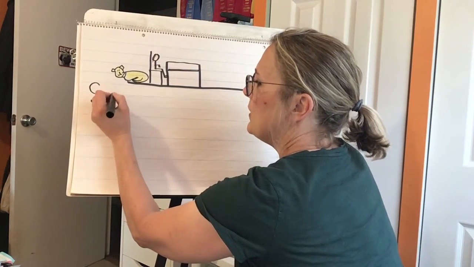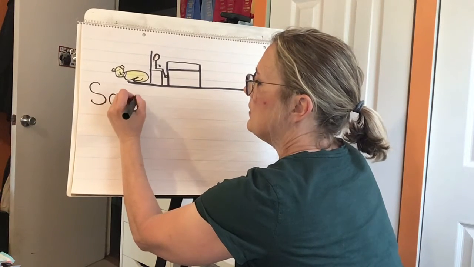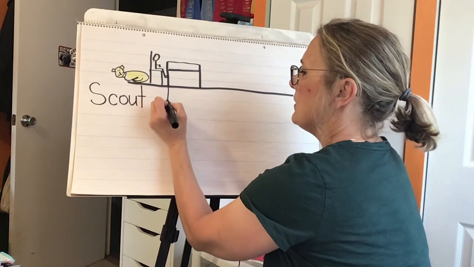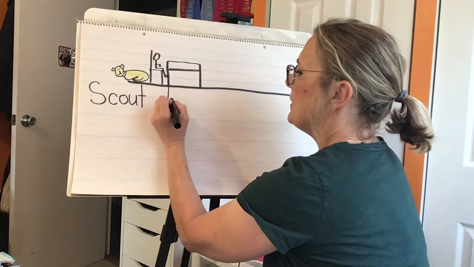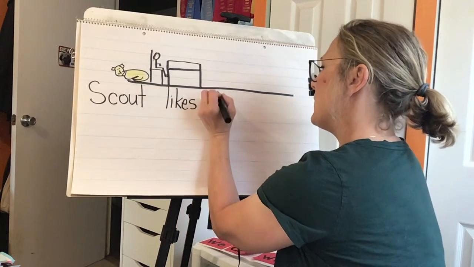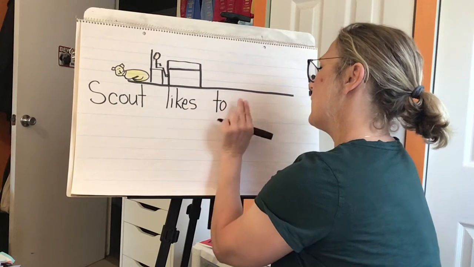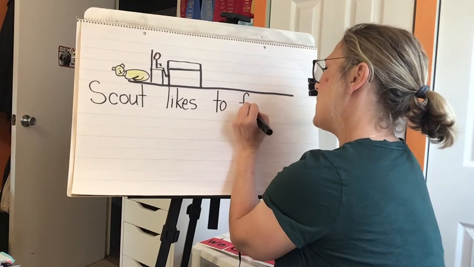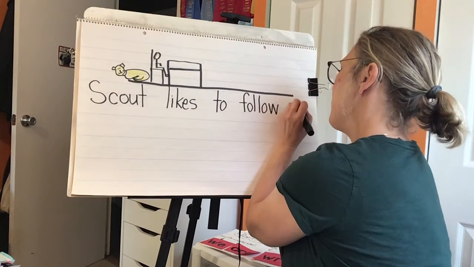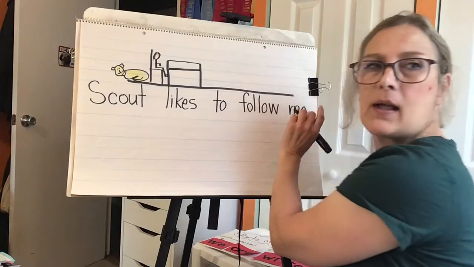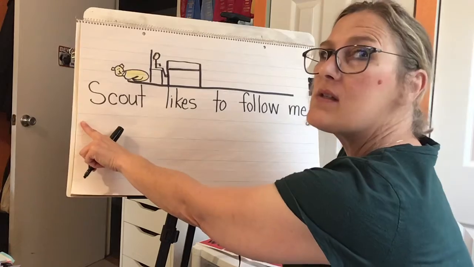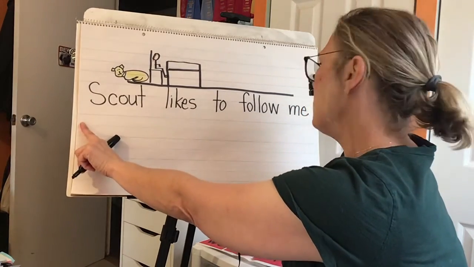Scout. I know how to spell his name, Scout. And I need to put spaces between my words. So I'm going to put a little finger space. Likes, finger space, to, finger space, follow me. Now I'm here to the end of my sentence, and I'm going to go all the way back over here to this side, right underneath the S, and I'm going to keep writing.